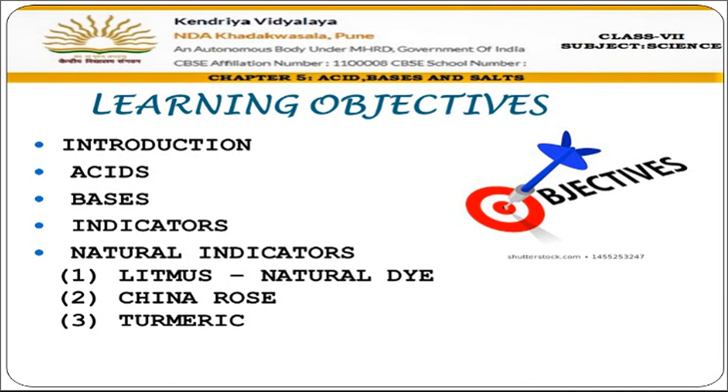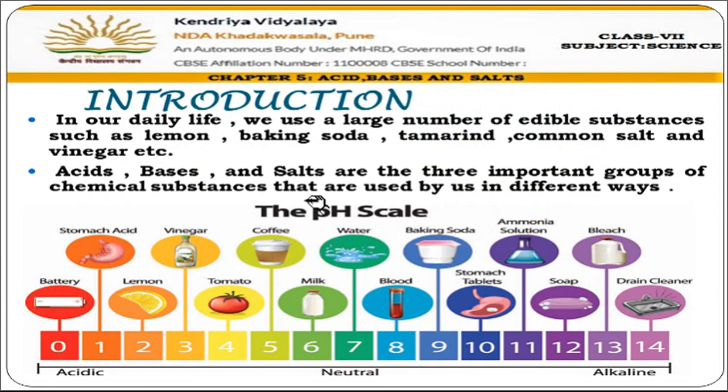We are continuing with chapter 5, Acids, Bases and Salts. This is the new chapter we are starting today. So let us see what we'll cover in the chapter. We are going to see about acids, bases, indicators, types of indicators and how they change their colors in acids and bases. So let's start and try to find out what these substances are.